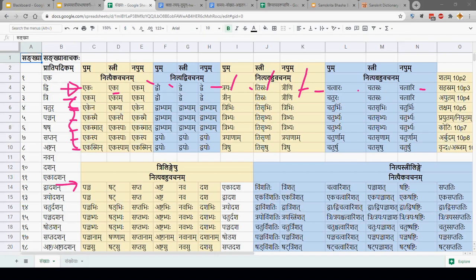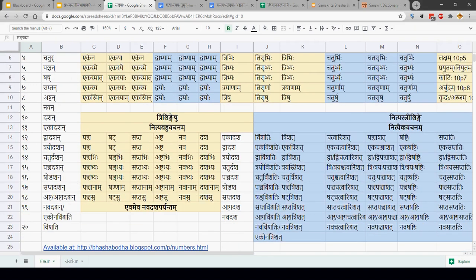Similarly, we have Pancha. There is no change based on the lingam. Trishu lingeshu samana means in all 3 genders it is the same form, and they are always plural. Nitya bahuvachanam means always plural, obviously, because there are more than 1 or 2. So Pancha, Shat, Sapta, Ashta, Nava, Dasha. These also have vibhakti forms if you are interested.